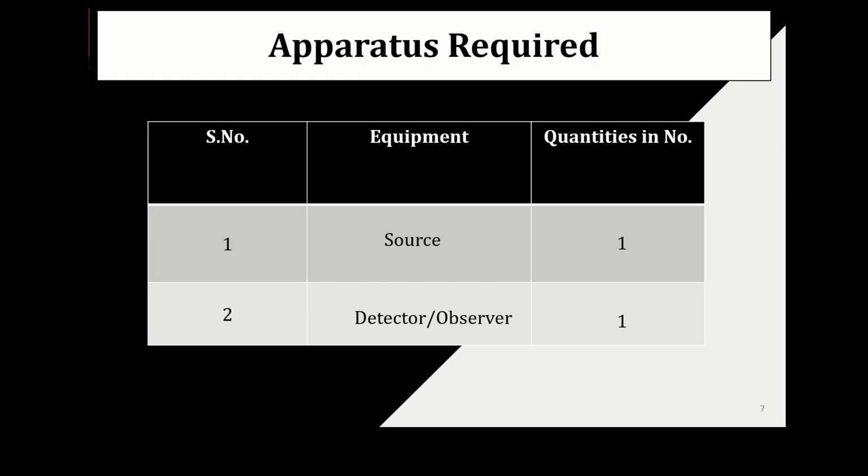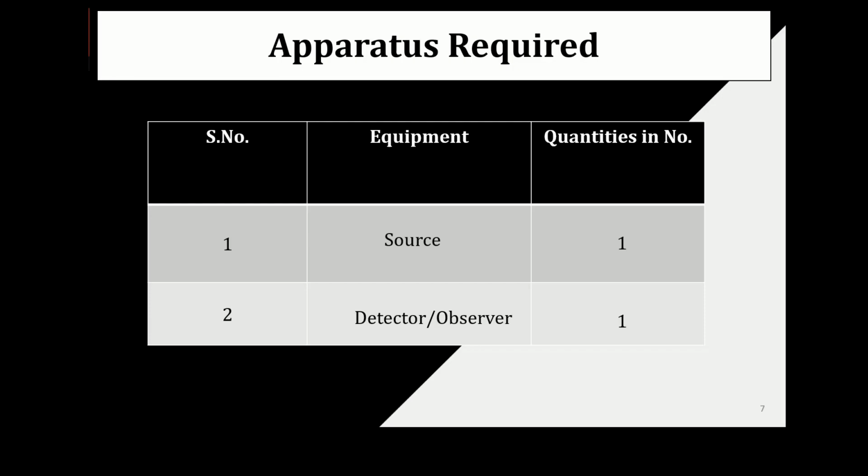For this, what apparatus do we need? We need the source where sound waves are produced. That source may be a loudspeaker, because sound waves come from there. So if we are approaching the source, we will see that the frequency of the sound waves will increase. When we are moving away from the source, the frequency will decrease. This is due to the Doppler effect.